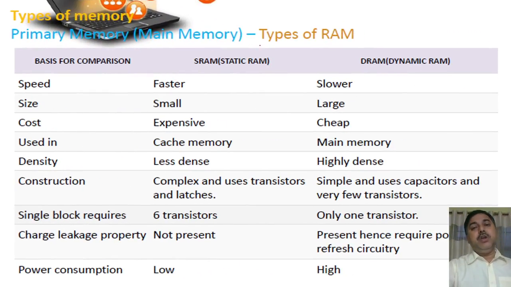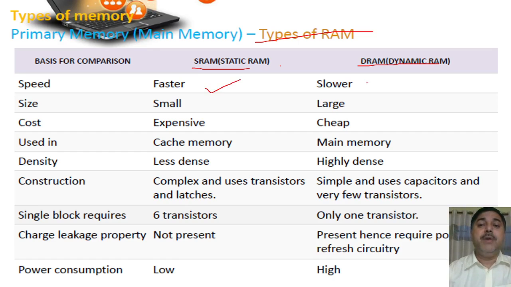Now as we are talking of RAM, there are two patterns of RAM: one is known as static RAM, and one we know as dynamic RAM. What is static RAM? Static RAM is very much faster, but dynamic RAM is slower. Next, the cost: static RAM is expensive, but dynamic RAM is the cheaper one.